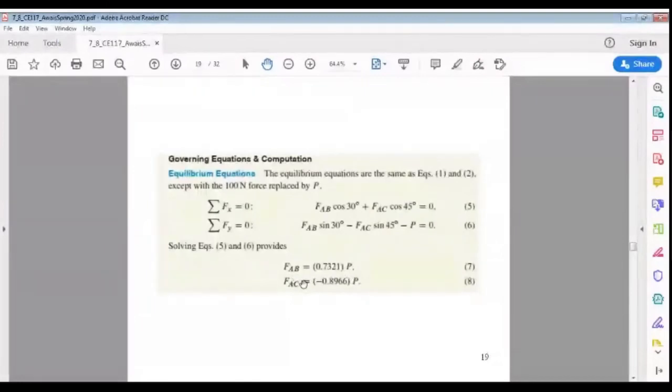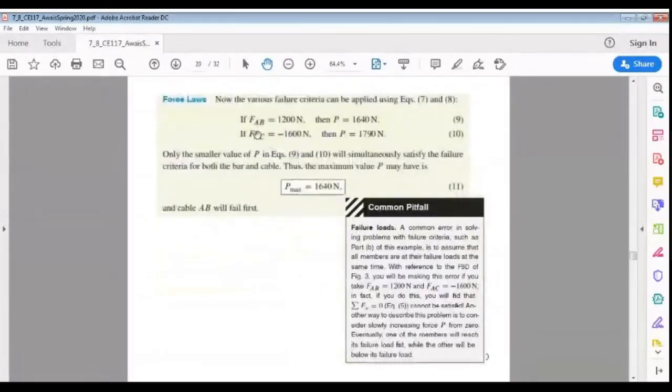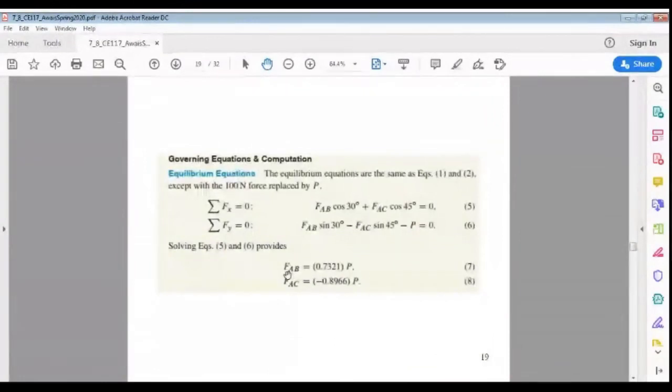Once you have written it, then use these two equations and say, let's assume that the force in member AB reaches its maximum strength, 1200 Newton. So if the force in member AB is equal to 1200 Newton, then what is the safe value of load P? And if the force in member AC reaches its failure strength, then what is the value of load P? So first of all, I assume that the member AB will fail, and it will fail when FAB becomes equal to its maximum strength. So when FAB is equal to its maximum strength, what is the value of load P? Or when member AC reaches its maximum strength, what is the safe value of load P?